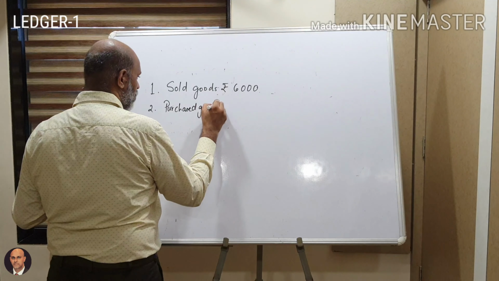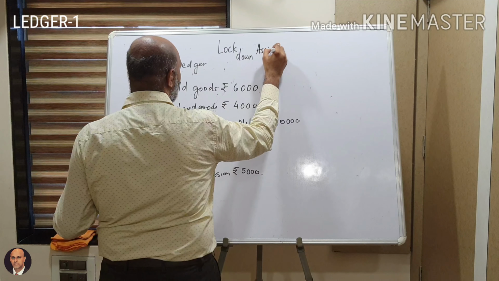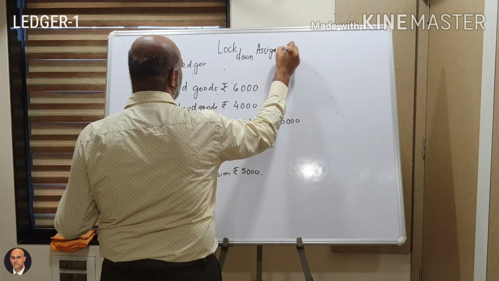Okay, so you are supposed to prepare rough ledgers. You can take the help of your journal entries. Afterwards, when you start mastering it, you can do separate ledger accounts. Okay, so this is your lockdown assignment. Kindly do it in order to master this chapter.